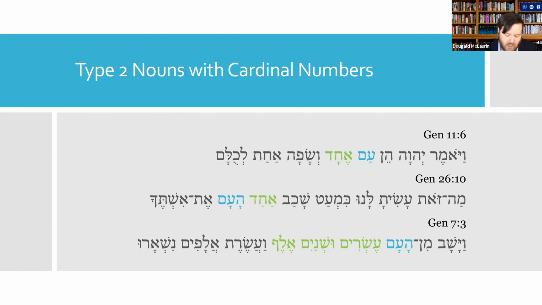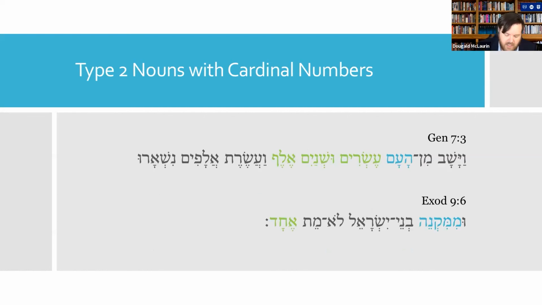Type 2 nouns also behave like type 3 nouns when they occur with cardinal numbers that are greater than 1. In these instances, a member level interpretation is represented. In Judges 7:3, for example, we see esrim ushnayim elef, 22,000 people, ha'am, being what is being described there. I'm going to give a note about that in just a second. But actually, I think I skipped a slide. Okay, so let's go ahead and talk about that then.